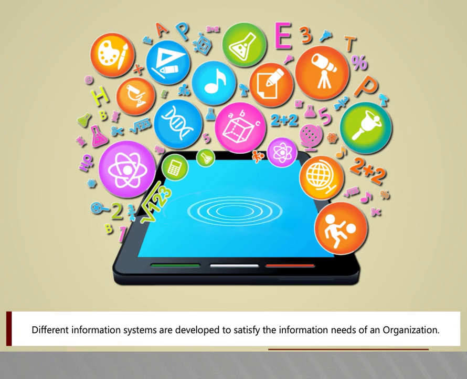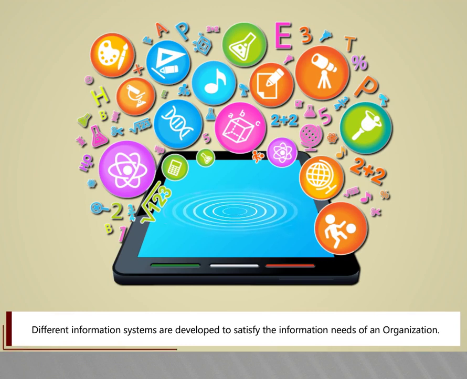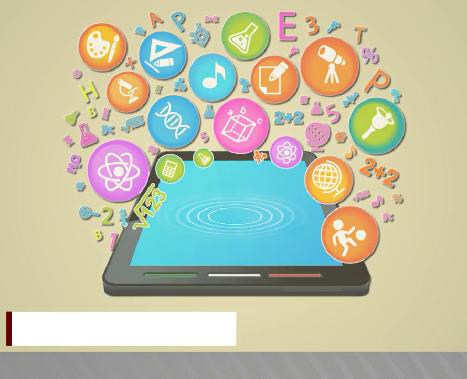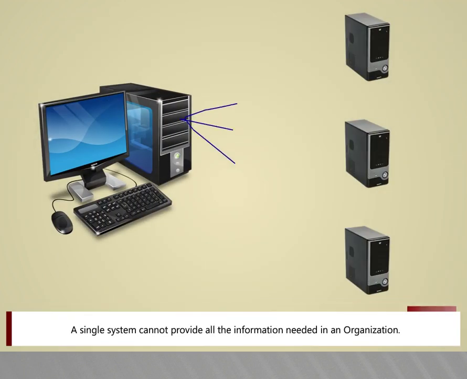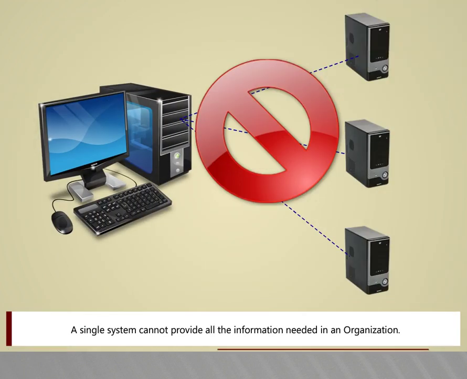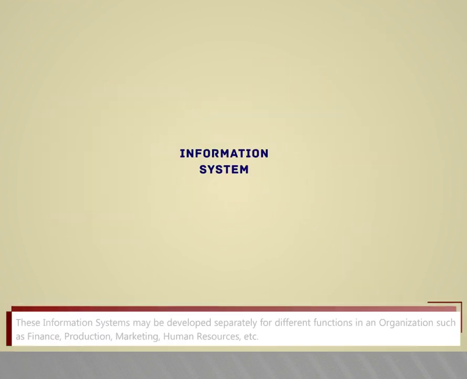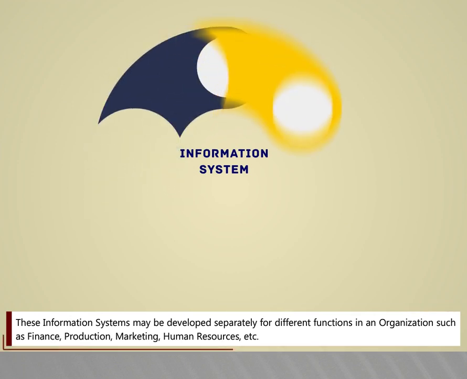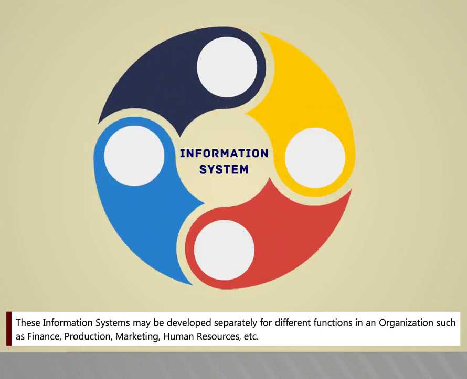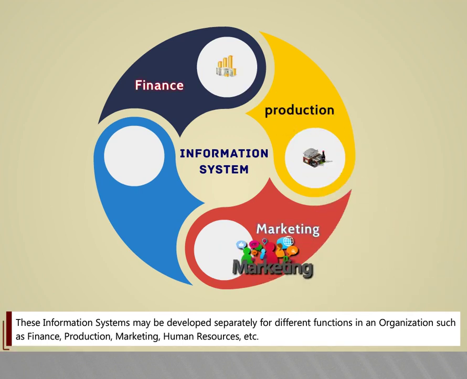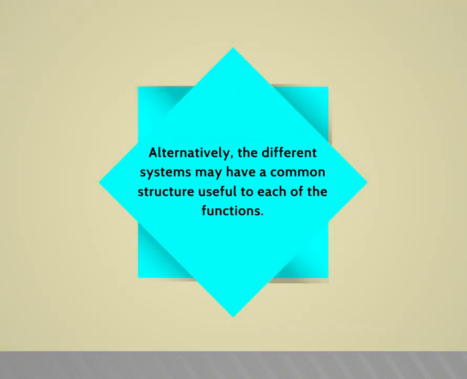Different information systems are developed to satisfy the information needs of an organization. A single system cannot provide all the information needed in an organization. These information systems may be developed separately for different functions in an organization such as finance, production, marketing, human resources, etc. Alternatively, the different systems may have a common structure useful to each of the functions.